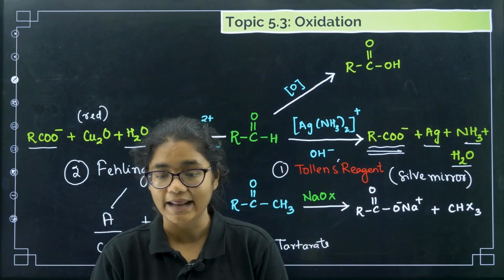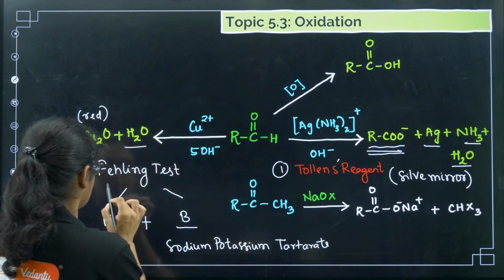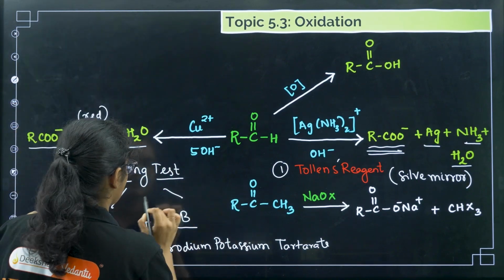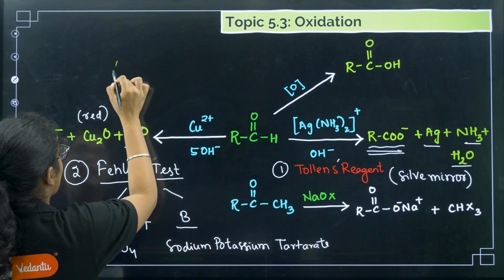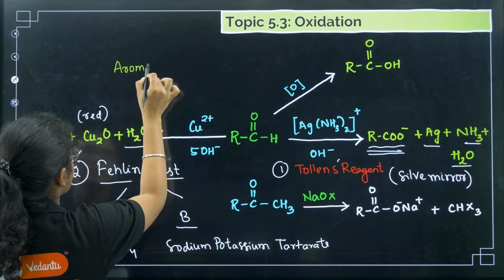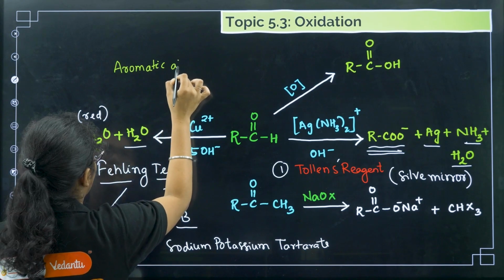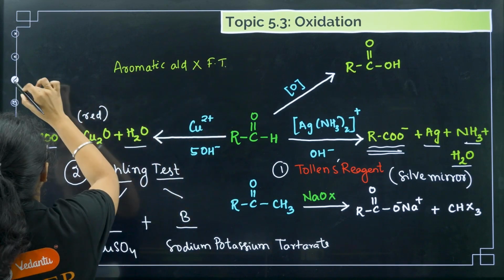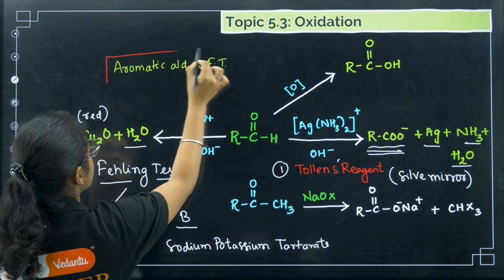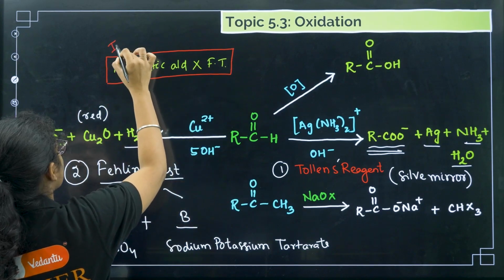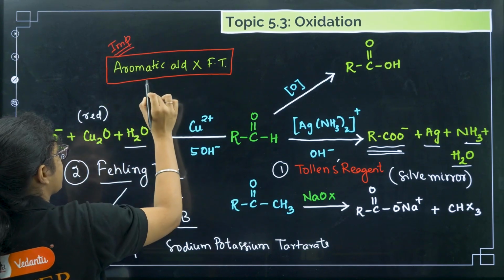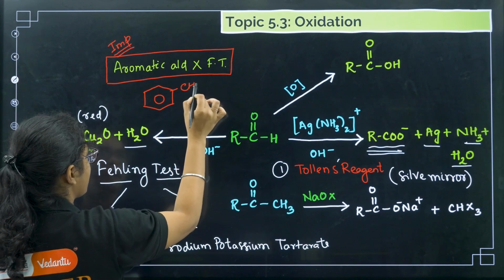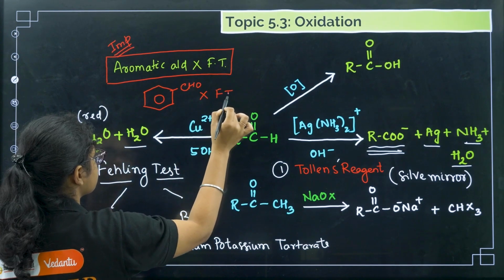Okay, so next, coming to another feature of Fehling's test. Fehling's test cannot oxidize aromatic aldehydes. So I'll write here: aromatic aldehydes do not give Fehling's test. I'm writing it in short. I hope all of you can understand this one. This is very important. Aromatic aldehydes means your benzaldehyde. Benzaldehyde will not show Fehling's test.